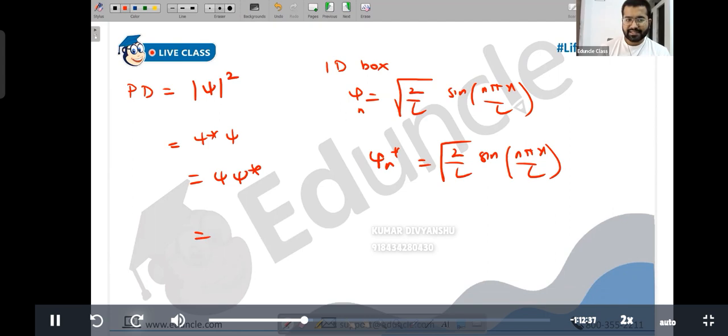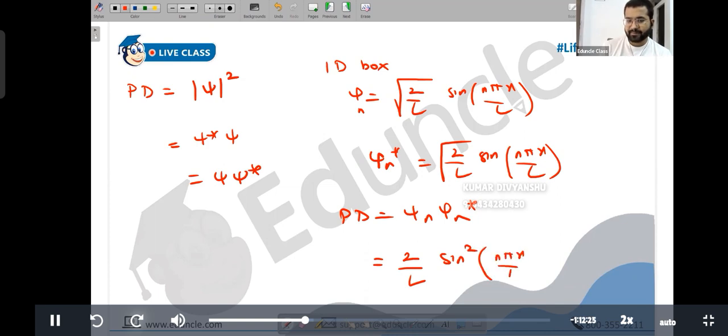Okay. So what is psi into psi star? If you calculate the probability density here, psi into psi star, root of 2 by L into root of 2 by L, that's 2 by L. Sin n pi x by L into sin n pi x by L, that's sin square n pi x by L. Copy this. So this is mod psi square, okay? Probability density.